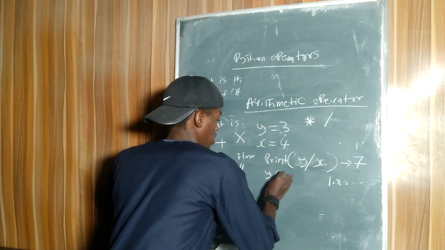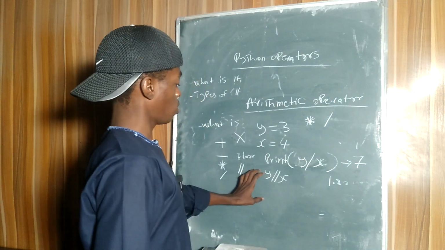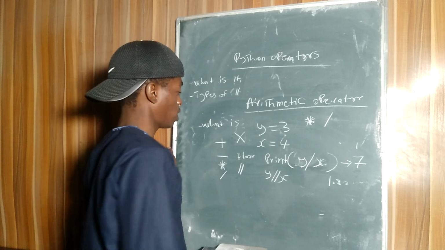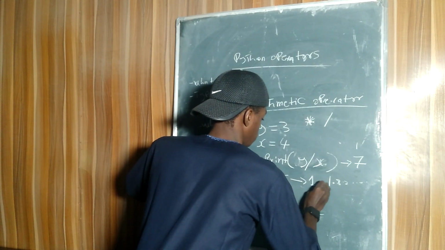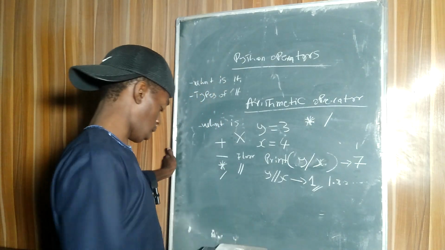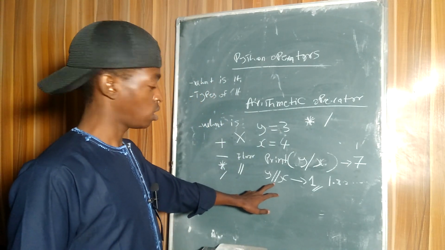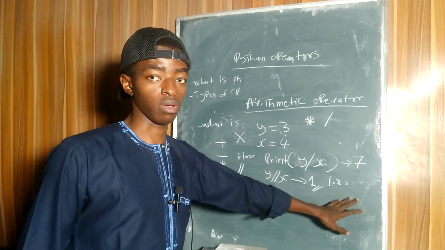So if I say now y divided by x, this is telling the program that whatever the output is, I don't want it to be a decimal point number. So it might be just something like this, 1. This is the output you're going to get because you put this floor division. So the floor division is telling the program that I don't want a decimal point number.